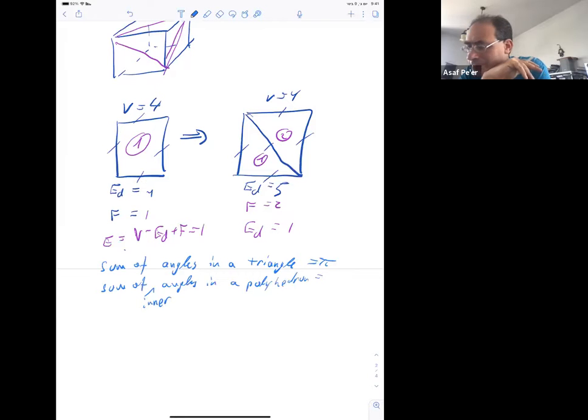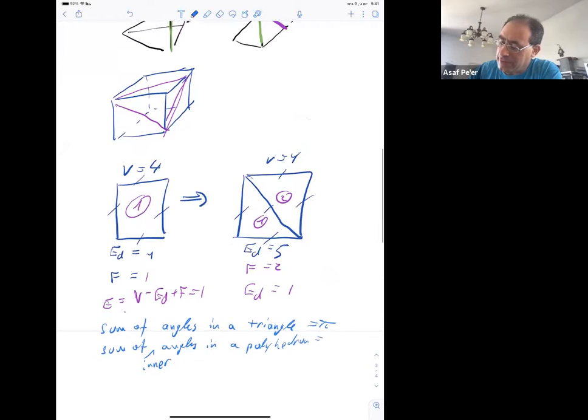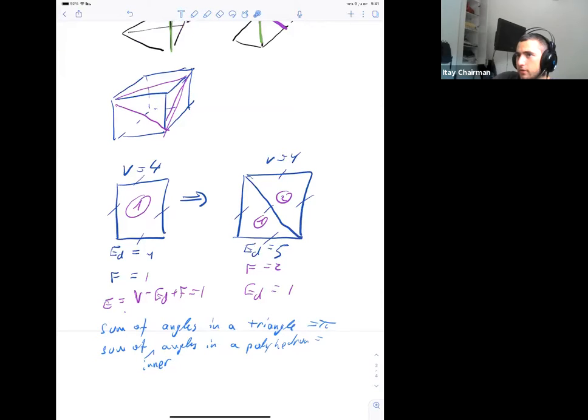What's the sum of inner angles in a polyhedron, any polyhedron? What's the sum of inner angles in this polyhedron here? I have to say I'm disappointed. I thought it's a beautiful problem. What's the sum of inner angles of a polyhedron? 4 pi. How much? 4 pi.